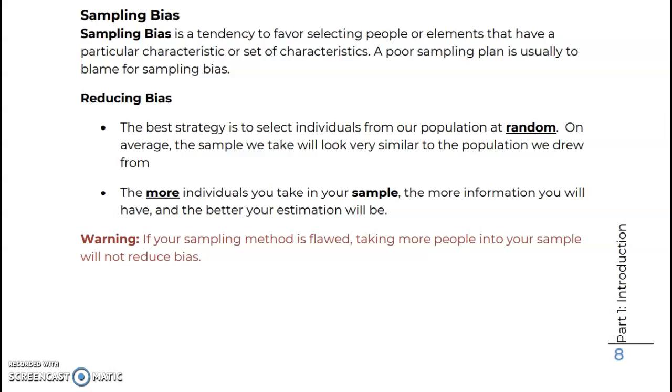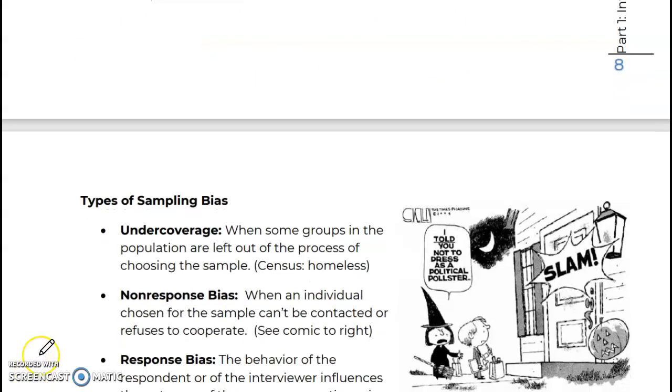Also, make sure you select enough individuals. So have a large enough sample size so that we can make sure that we have good results. So we call that replication. If your sampling method is flawed, taking more people into your sample will not reduce bias. This is what we talked about when we looked at the bad sampling technique. So if you have a self-response or a non-response or convenience sample, then even increasing our sample size will not make our results better.